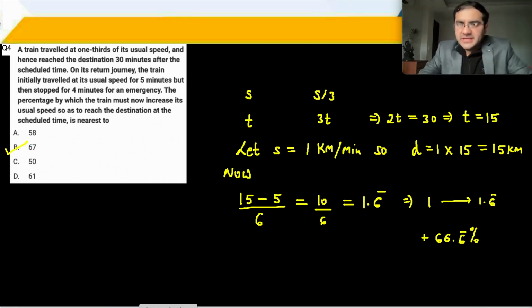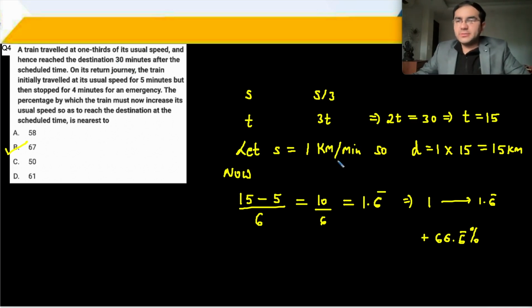We used an amazing technique to solve this question, which is proportionality. You've read the question. Initial speed is s, time taken is t. When speed becomes 1/3, time becomes triple. So the time gap between these two cases is 2t, which is given by the delay of 30 minutes. So t is 15 minutes.